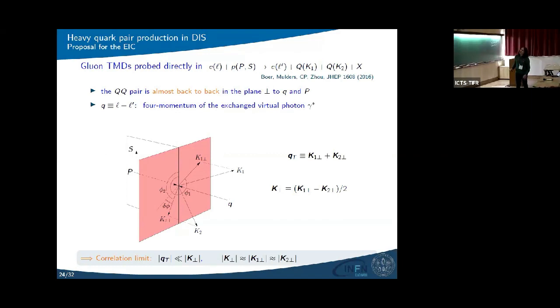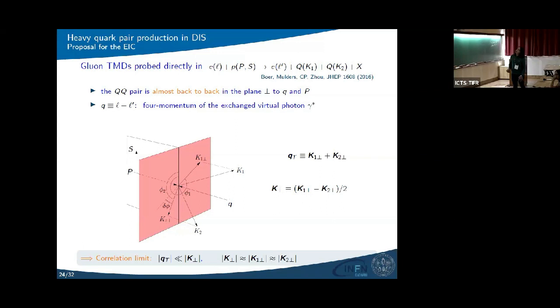So K1 perp and K2 perp are the transverse momenta of the c c-bar, c and c-bar. And so, since they are almost back-to-back, the sum of these vectors, q_T, is very small, and the difference is very large. So K perp is the large quantity, and q_T is the small one. We are in the so-called correlation limit, where TMD can be applied. So q_T must be much smaller than this K perp. We need two different scales to apply TMD factorization.